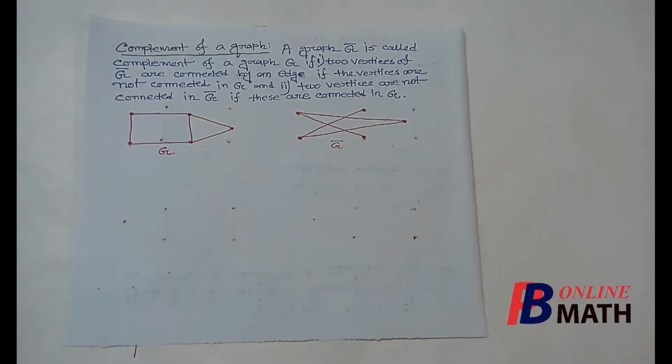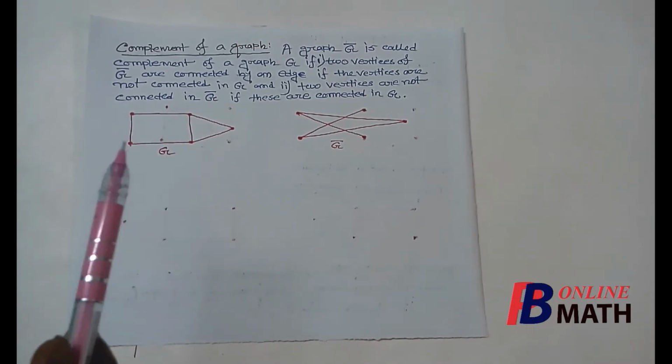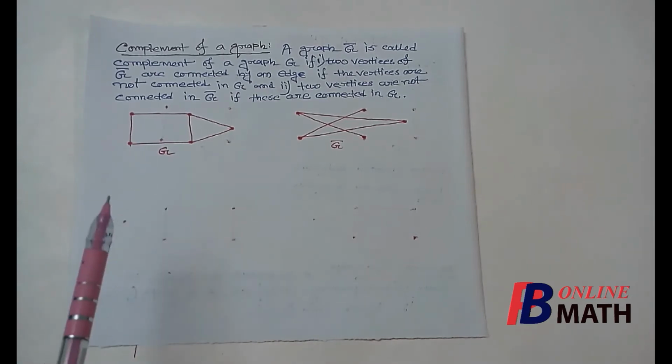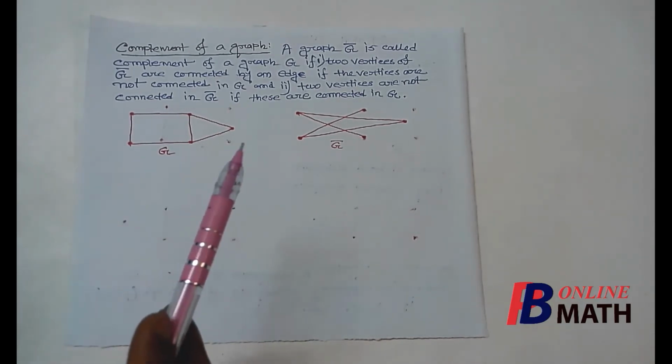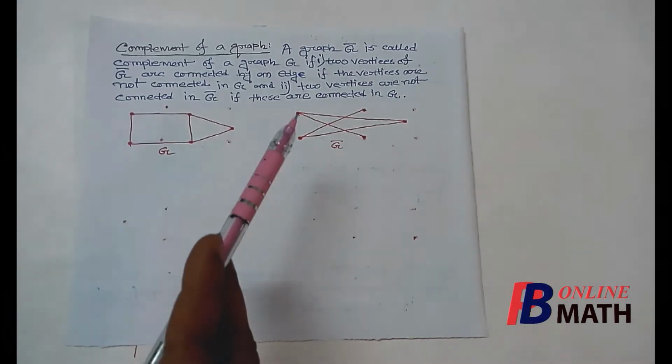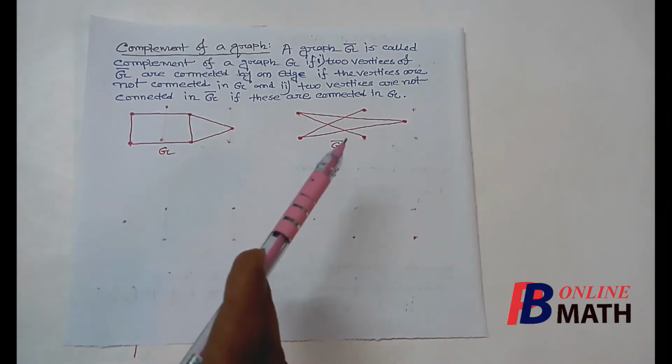From the definition, it is clear that a graph G and its complement G bar contain the same number of vertices, but these may contain different numbers of edges. As an example, if we consider this graph G, it contains 5 vertices and 1, 2, 3, 4, 5, 6 edges. If we want to find the complement of this graph G, we first draw all the 5 vertices, and then we draw the edges.